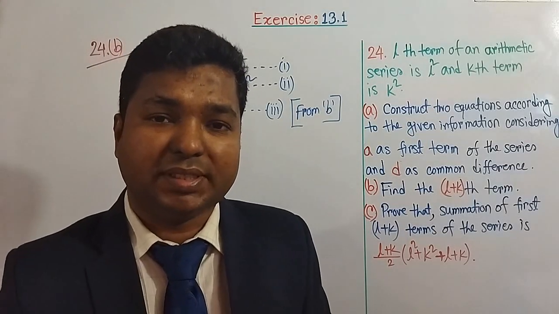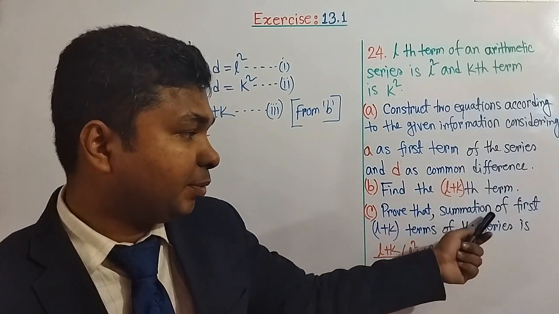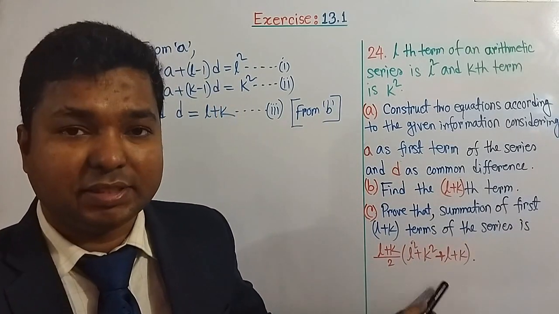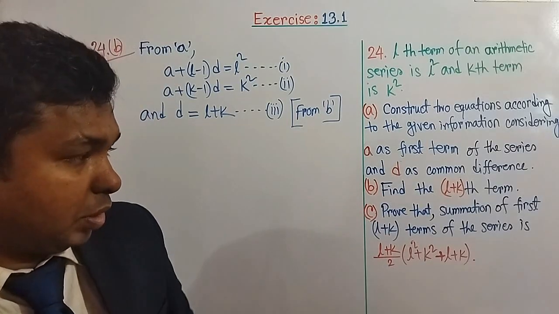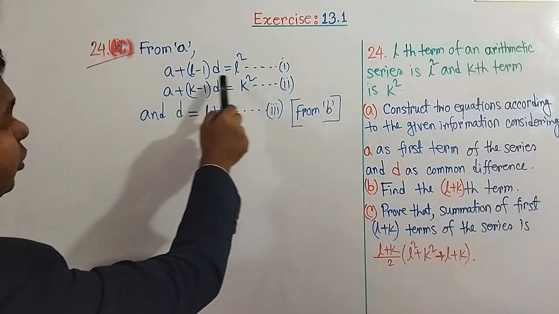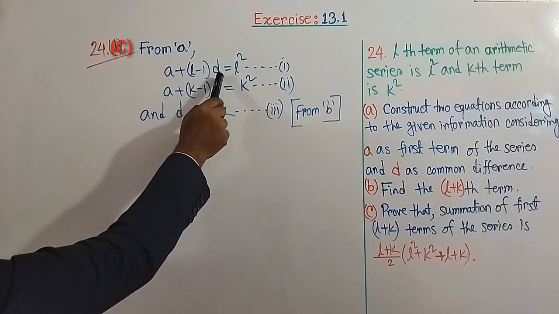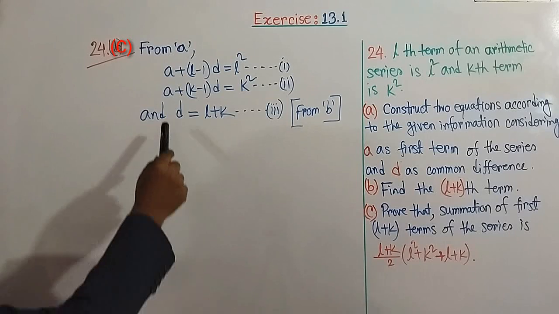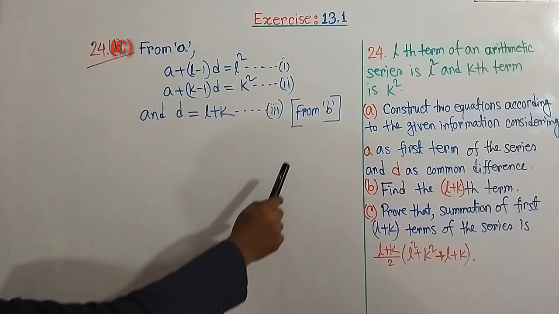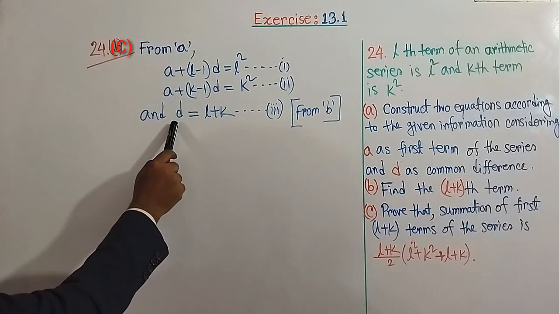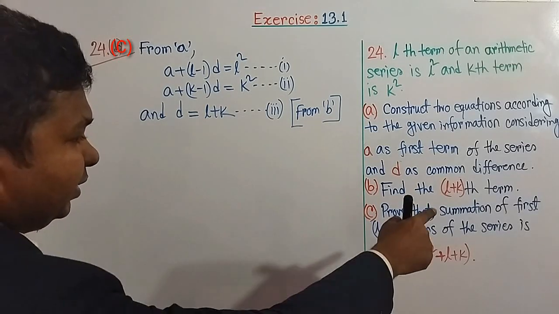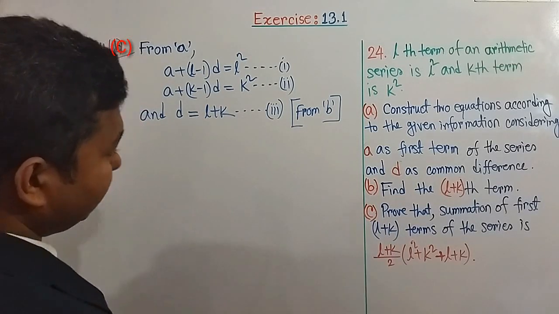Now question number C. Prove that the summation of first L plus k terms of the series is this. So we have to prove this one. Here from A we have two equations, a plus L minus 1 into d equal to L square and a plus k minus 1 into d equal to k square. And from B we have the value of d, which is L plus k. Now we find the summation of first L plus k terms.